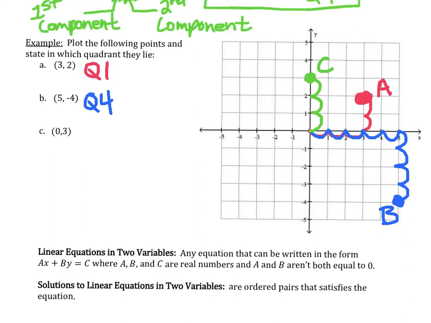And notice that that isn't in the space of an actual quadrant, right? It is actually on your y-axis. So for those points that are not in a quadrant, we just give what axis they lie on, all right? So that's plotting points.